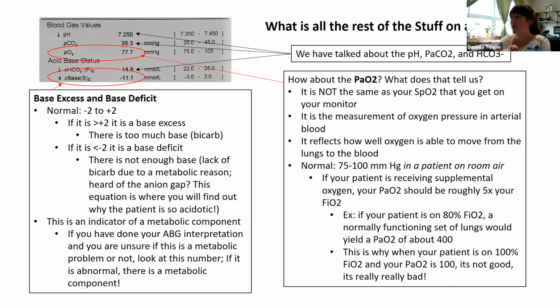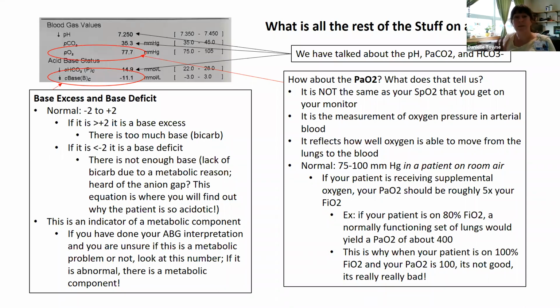So let's talk about our PO2, okay? So it's not the same as what you have on your monitor. It's not the same as an SpO2. What it's doing is it's trying to measure how much oxygen is in that arterial blood, but it reflects how well the oxygen is moving from the lungs in through the tissue. And so normal is usually about 100, but it's not 100% like with an SpO2. Normal can be anywhere from 75 to 100 on room air.